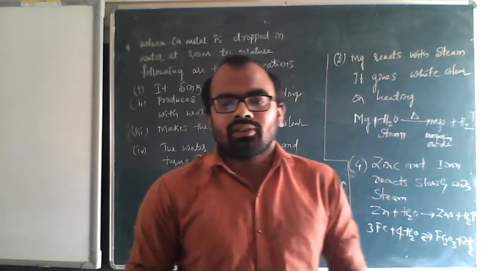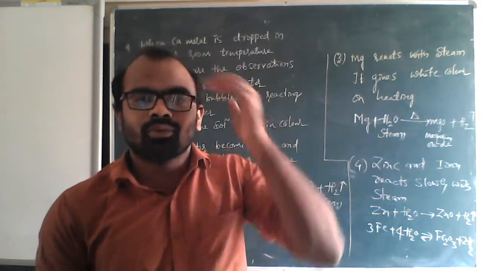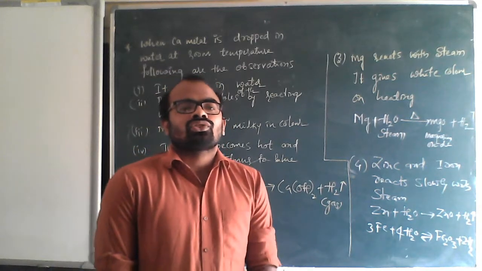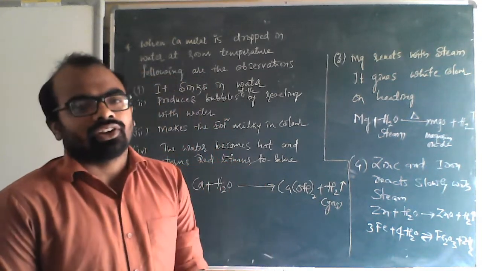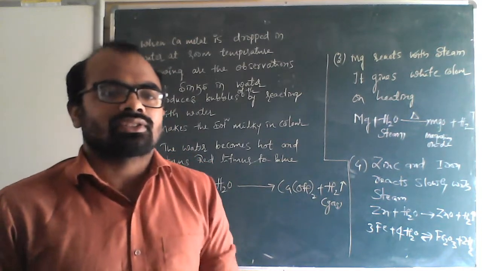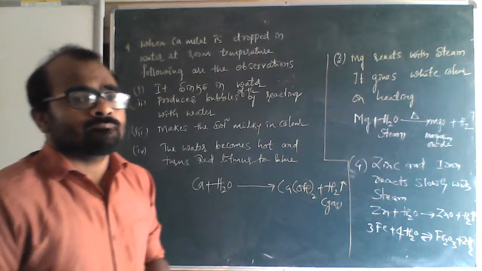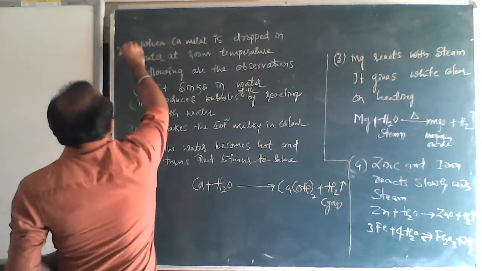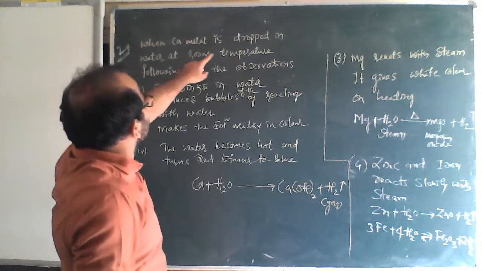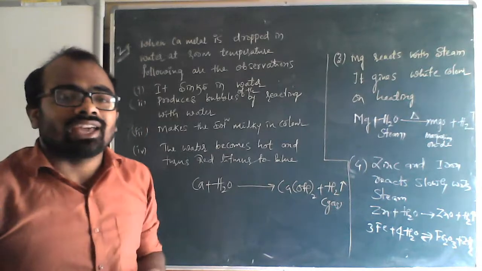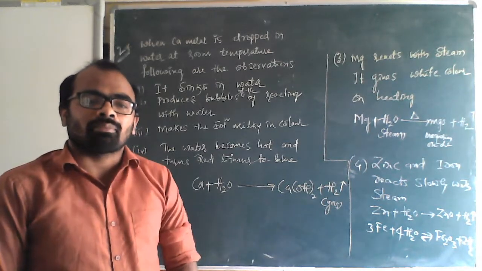Hello students, last class we saw metals and non-metals. We have seen some reactions of metals, how sodium reacts and all those. Now when calcium metal reacts, this is the second reaction of metals. When calcium metal is dropped in water, that is reaction with water. What will happen?